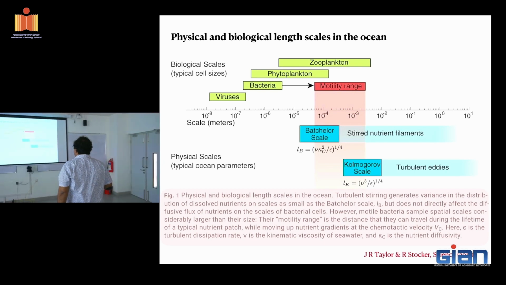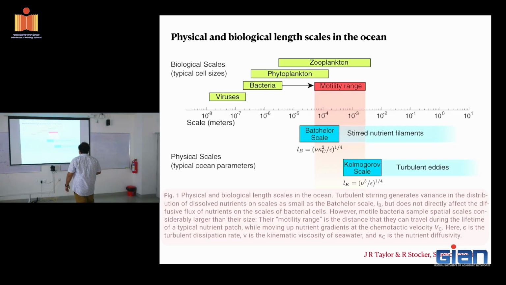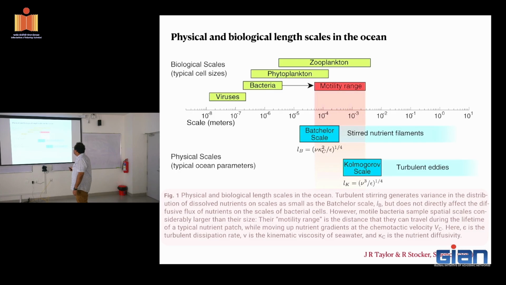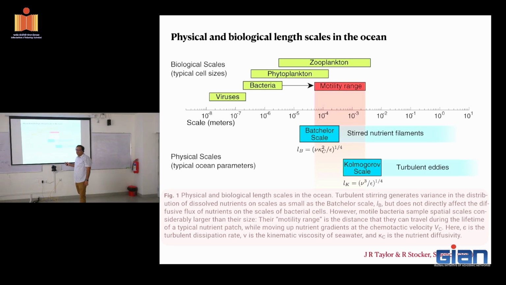Now, where is your zooplankton? Zooplankton is in the centimeter to almost micrometer range. And where is phytoplankton? Phytoplankton is 0.1 millimeter to smaller than a micron. And where is bacteria? Our beloved bacteria. Almost at the micron level, right?